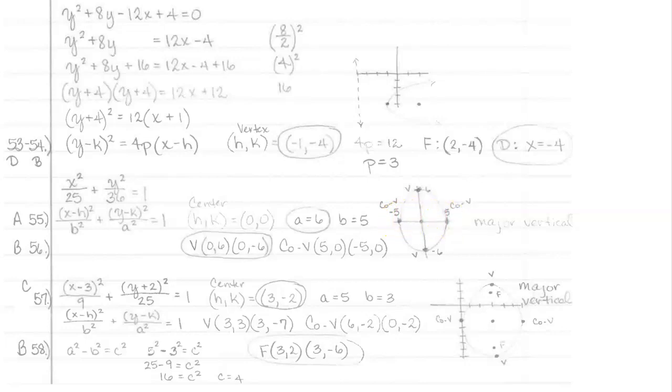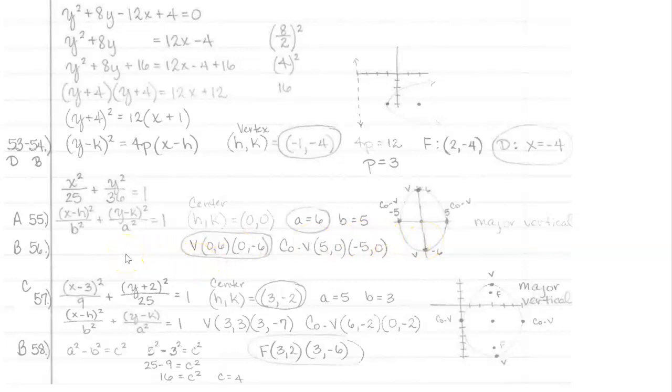If they had asked me for my foci, then I could have used my equation a squared minus b squared equals c squared to get my c value. That's the distance from the center to the focus, and I could have gone from the center to the focus and from the center to the focus. So it would have just been 0, my c value, and 0, my negative c value. We'll see one of those in just a second.